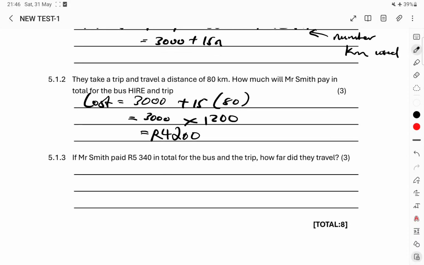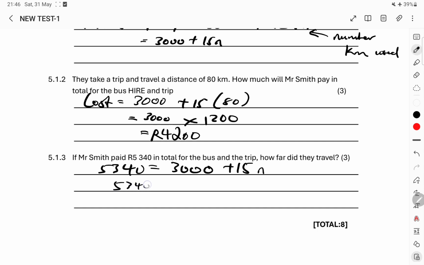Smith paid 5,340 in total for the bus and the trip, how far did they travel? So the total cost is given to be 5,340. But this 5,340 comes from paying 3,000 for the hiring and a certain amount for driving this particular bus. So I'll have 3,000 plus 15 times n, whereby n stands for the number of kilometers that we are looking for. So this 3,000 and this 5,340, they are like terms.